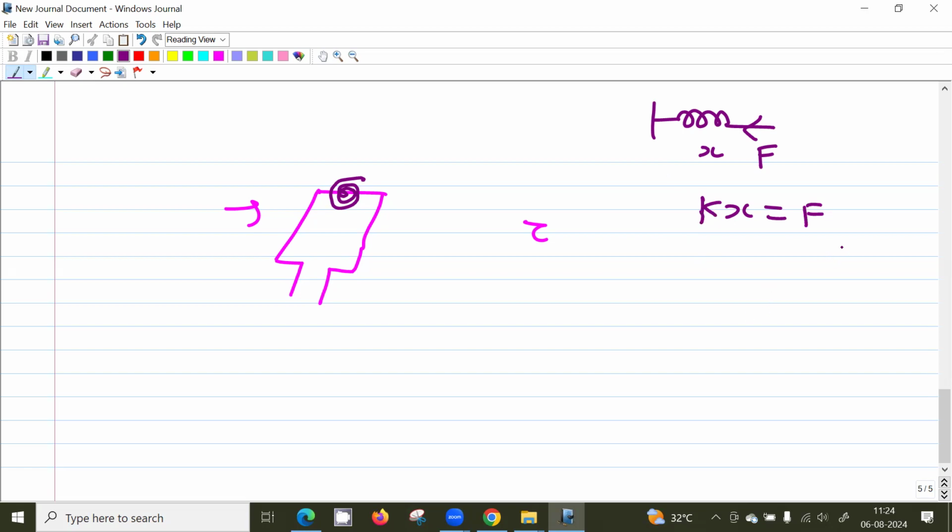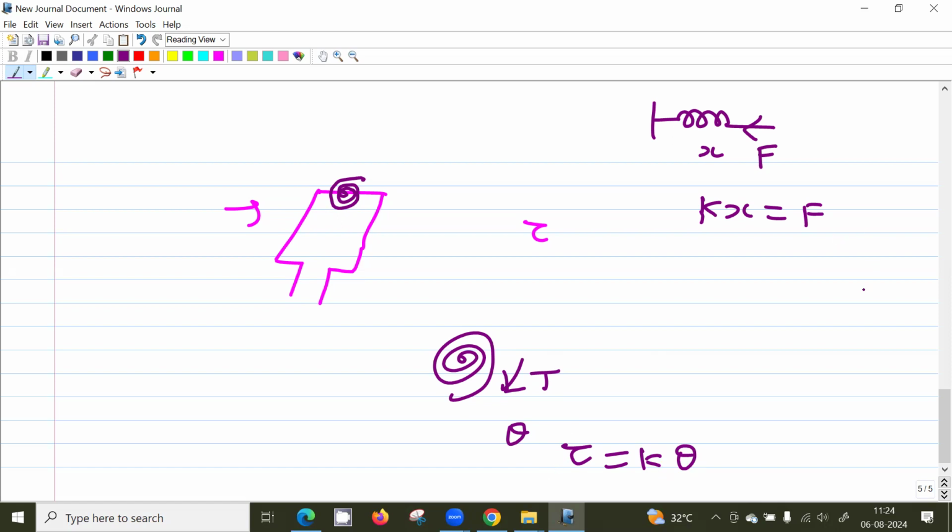So if this increases, the amount of compression x increases. Similarly for a spiral spring, when I apply a torque, it will get rotated by a certain amount, say theta. And when the applied torque is equal to k into theta, theta will not change. So if I know the theta value, I can know the torque value.